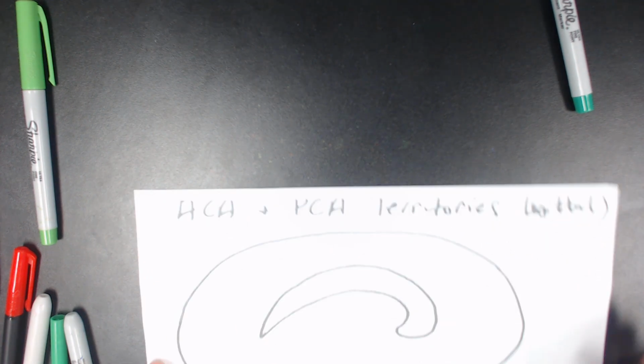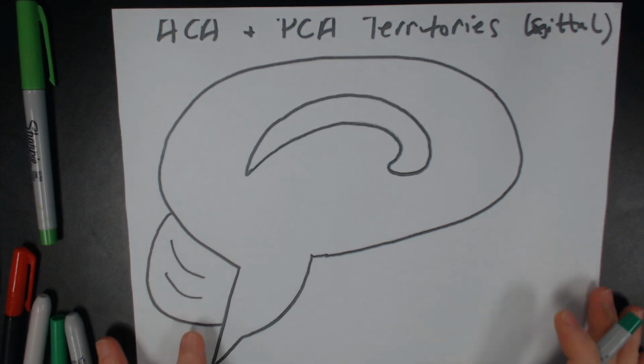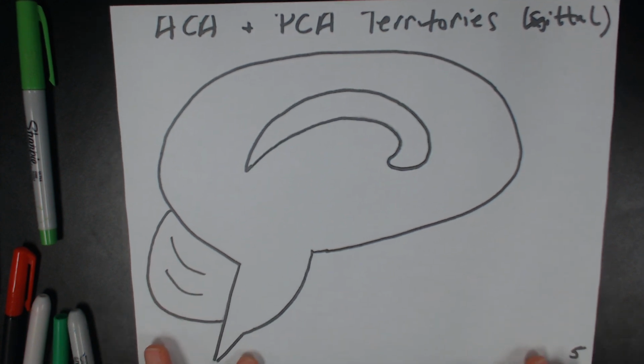Now, let's talk about ACA and PCA territories. If I've had a stroke that's affected the right side of my brain, what side of my body would I expect to be affected? The left. Good. So cortical issues are contralateral, right?